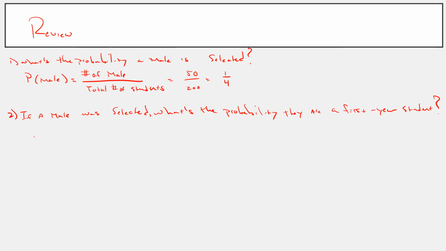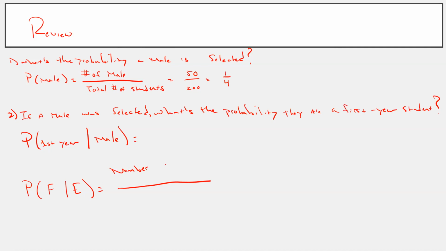So I want to find the probability that they're first year, given that they were a male. We wrote this as the probability of some event F given event E. It's the number of things that are both E and F, so the number that are both first year and male, divided by the number of just E. So it's the total number of male first year divided by the total number of male.